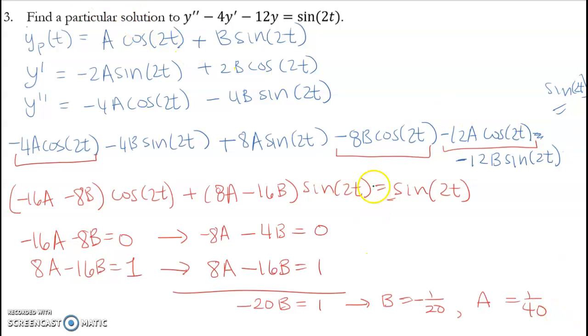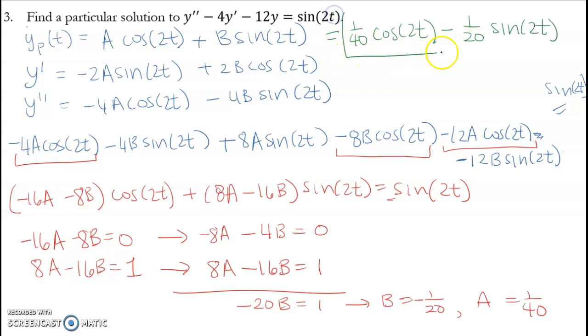Alright, so there we go. Our final answer for this particular solution is going to be 1 over 40 cosine of 2t minus 1 over 20 sine of 2t. And this is our answer to question 3.